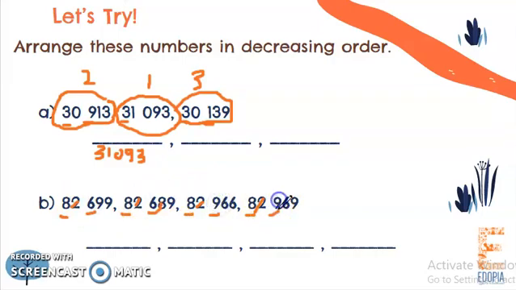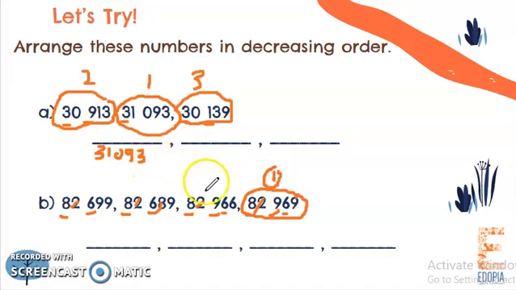Now these two numbers has 9 in their place value. So either one of them would be the greatest one. I'm going to compare the next digit to find the greatest number. In this number we have 6 and in this number we have 6 again. This means I'm going to compare now ones to get the greatest number. In this number we have 6 in ones place value and here we have 9. 82,969 is the greatest number.